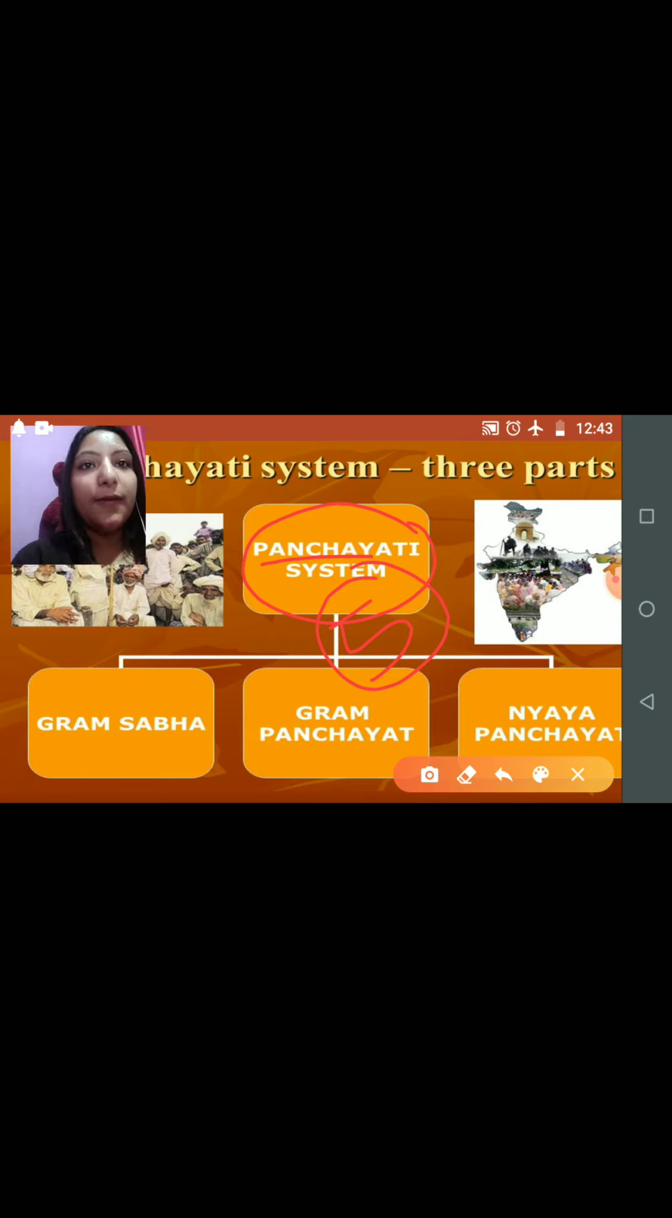This was done to involve the people of all the villages in the management of their own affairs, so that people get an opportunity to manage their own affairs at the village level. With that motto, the system was developed in the system of government in India. Now we will see the functions. The panchayat system has 3 levels: the gram sabha, the gram panchayat, and the nyaya panchayat.